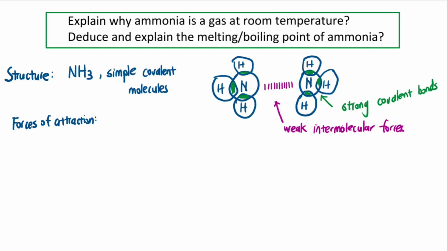So when we are trying to melt or boil ammonia, the force of attraction we are trying to overcome is not the strong covalent bond. Because if you were trying to overcome these strong covalent bonds, then the nitrogen and hydrogen atoms will be separated into their individual atoms and you no longer get an ammonia molecule. Rather, the force of attraction that we are trying to overcome here is the weak intermolecular force of attraction.